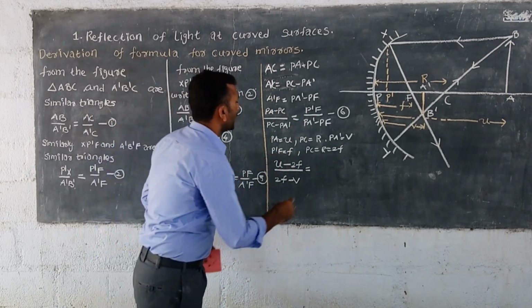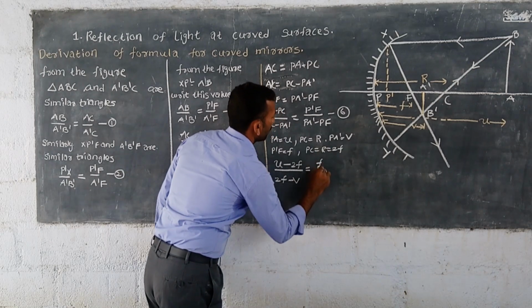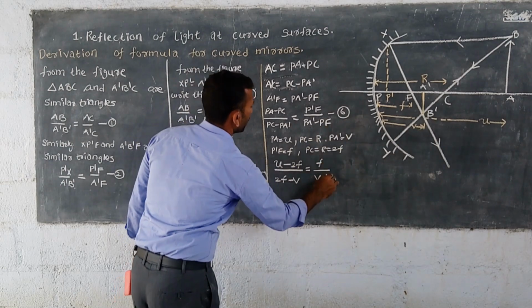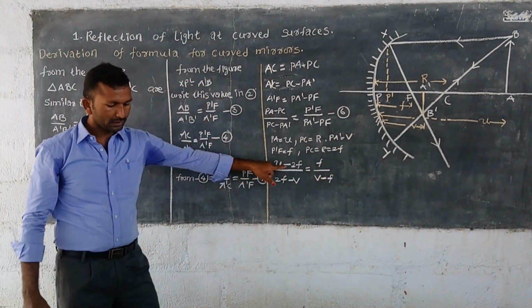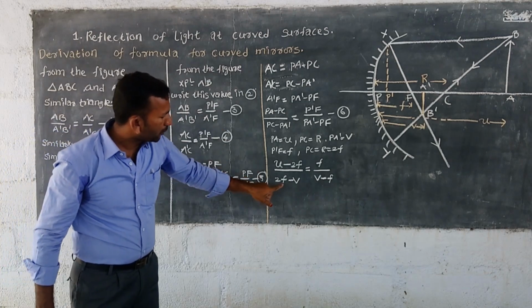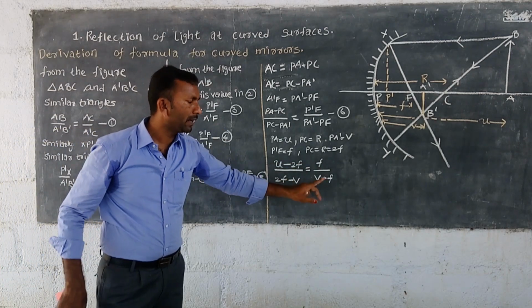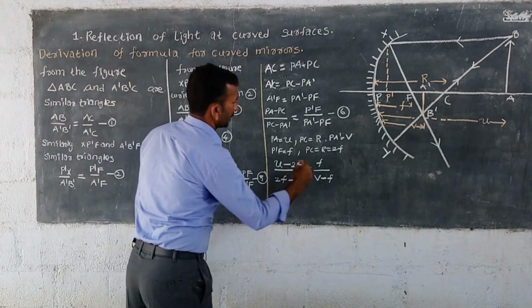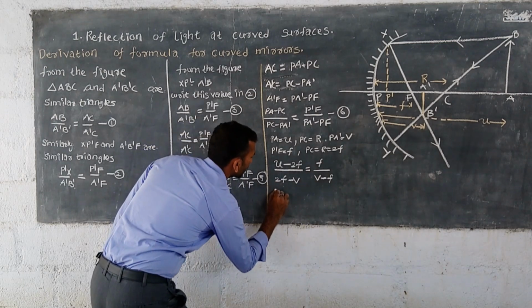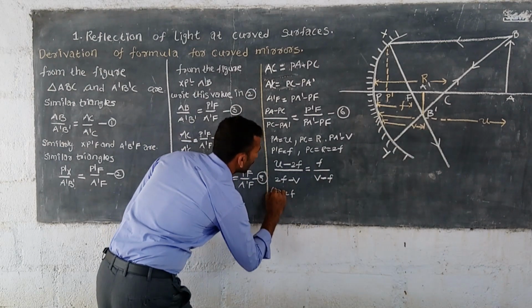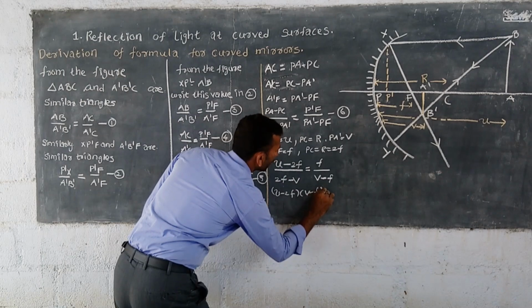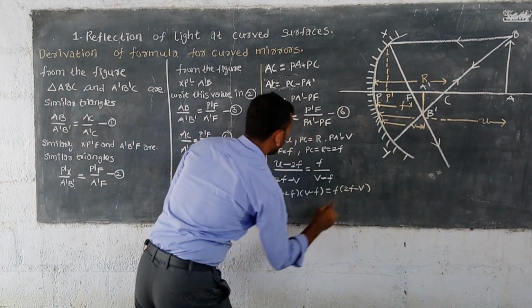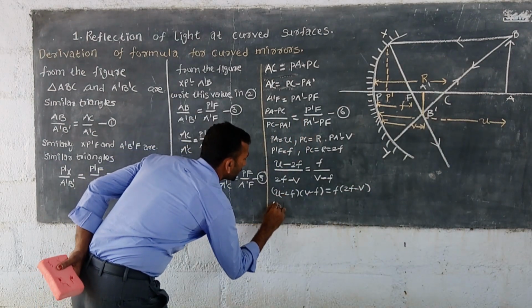Other values: P dash F, where is the P dash F value? It is F. PA dash means V, and PF means F. So V minus F. U minus 2F by 2F minus V equals F by V minus F. We can simplify this equation. We get U minus 2F into V minus F equals F into 2F minus V.